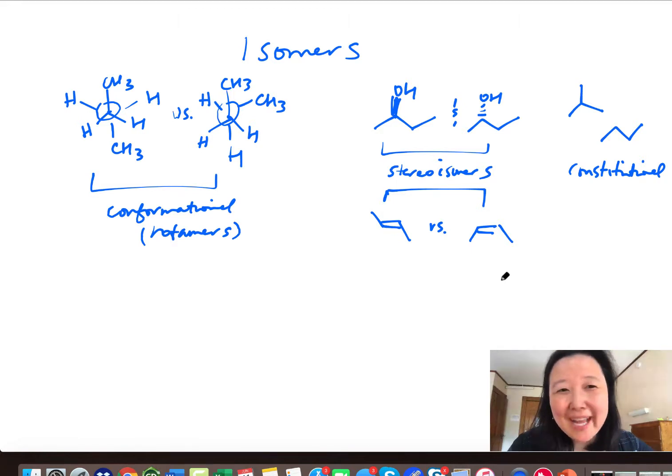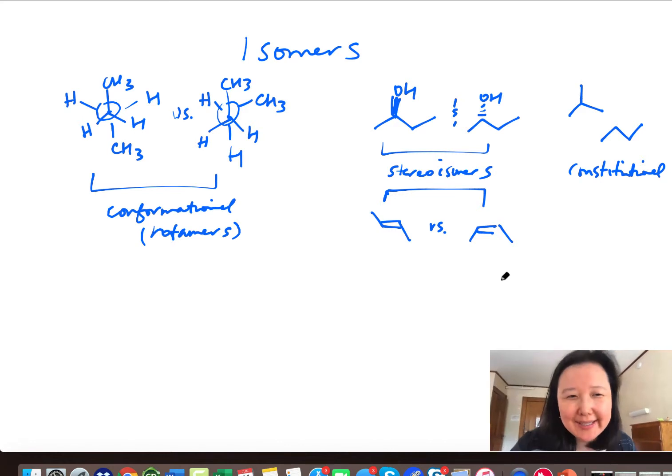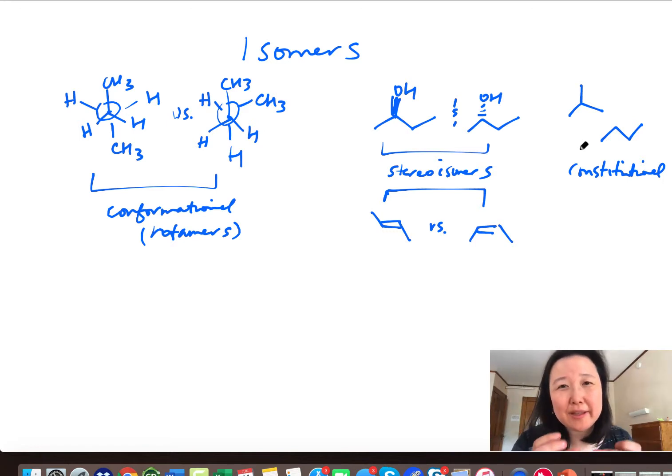Hey everyone, I'm here with a quick review about isomers, and again this is for the ACS exam, just a really quick one. We have different kinds of isomers. Usually on an exam you're given two molecules, and if they're the same formula then you have to think about how they're related to each other.